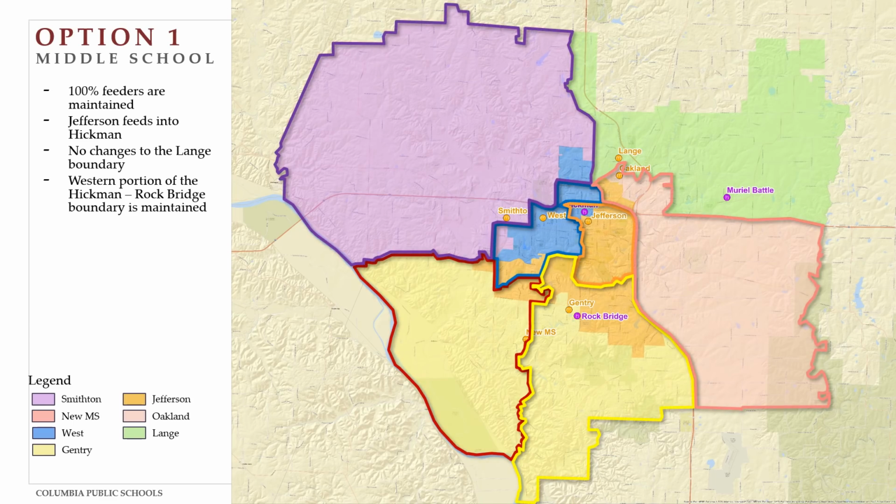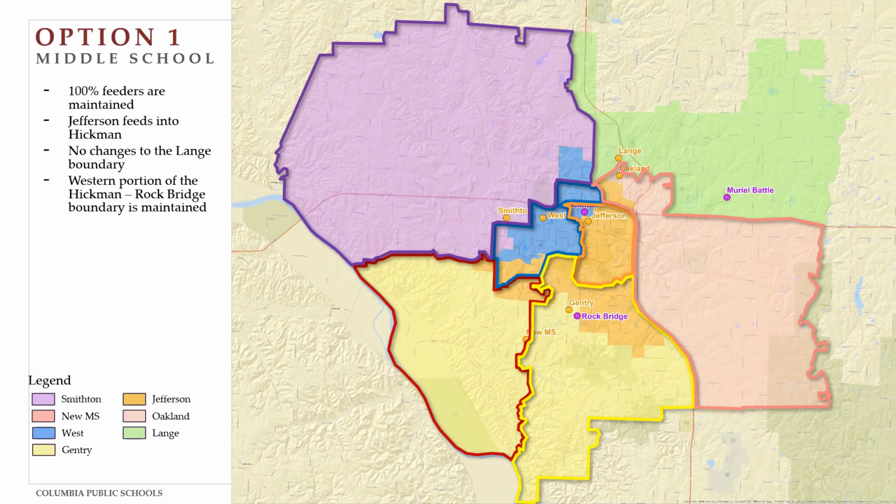Okay, we'll begin with option 1. We'll go through these options, middle school first and then high school for each option. These are the current boundaries, and so Smithton is in the pink, West in the blue, Jefferson in the orange, Gentry in the yellow, Lang in the green, and Oakland in the pink.